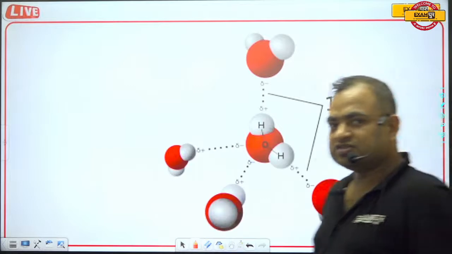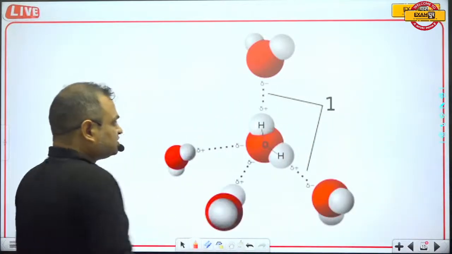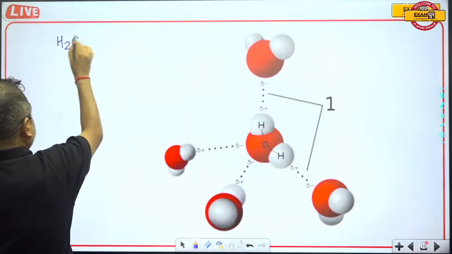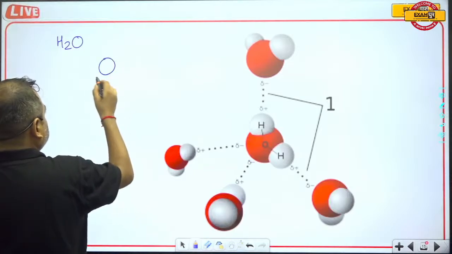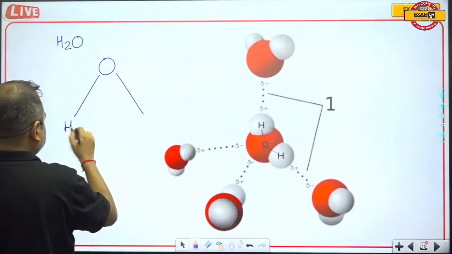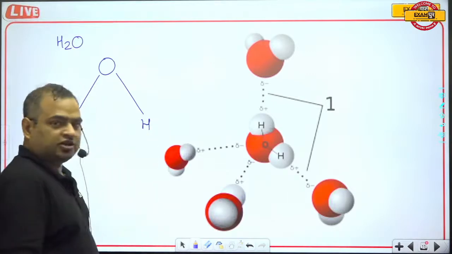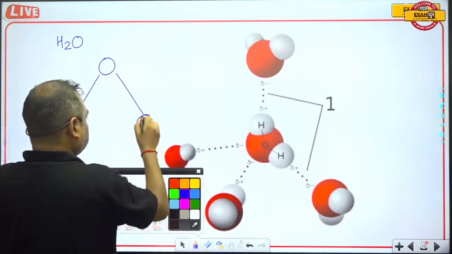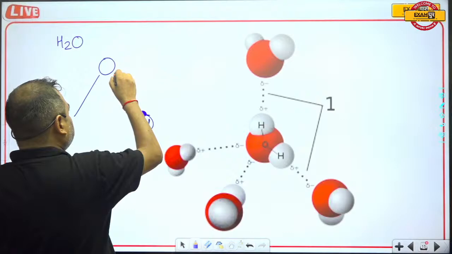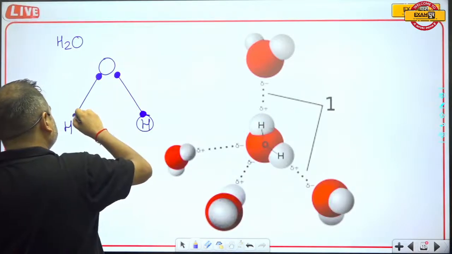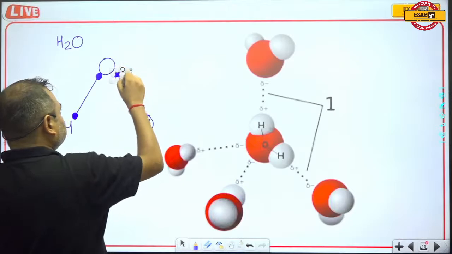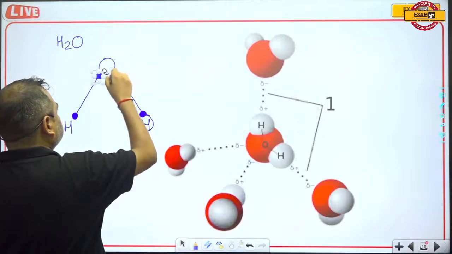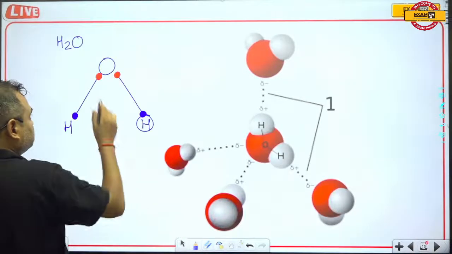So guys, here you can see the structure of water. We all know that the formula of water is H2O. Here oxygen is placed here and the remaining hydrogen atoms are here. Actually, what happens, hydrogen possesses only one electron, and this oxygen possesses six electrons.